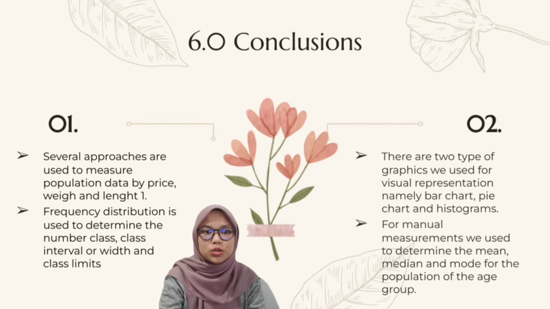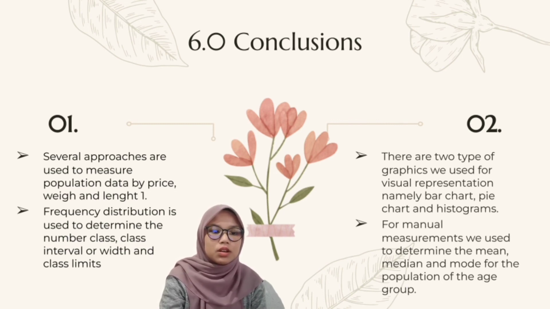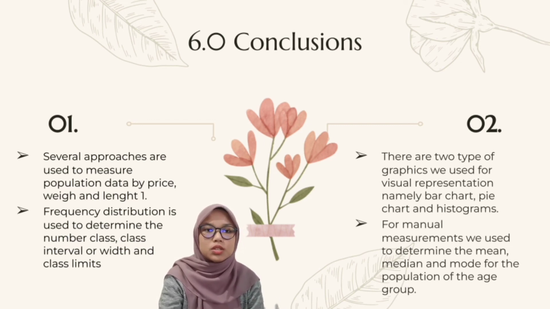Conclusion. In conclusion, several approaches are used to measure population data by price, weight, and length, such as data agreement, graphic representation, measurement of central orientation, measurement of variance, and measurement of location. Frequency distribution is used to determine the number of class intervals or width, and class limit. There are 3 types of graphics we use for visual presentation, namely bar chart, pie chart, and histogram.